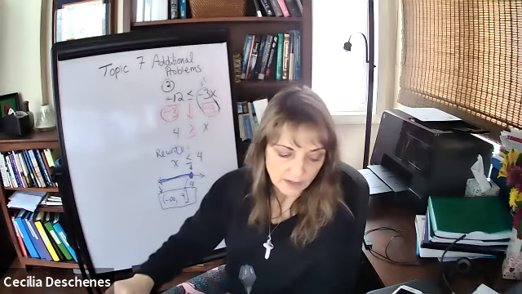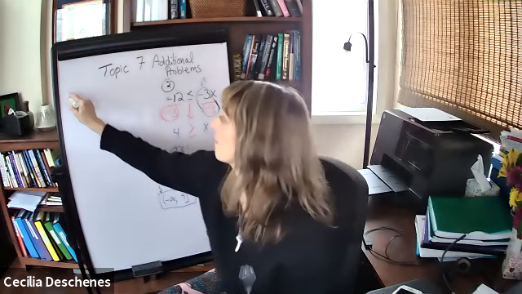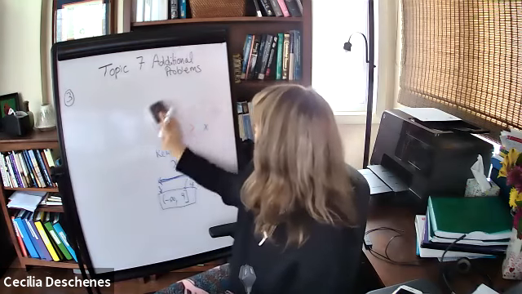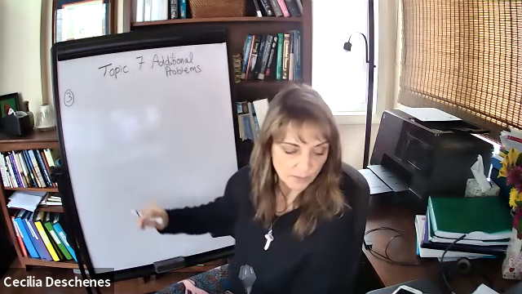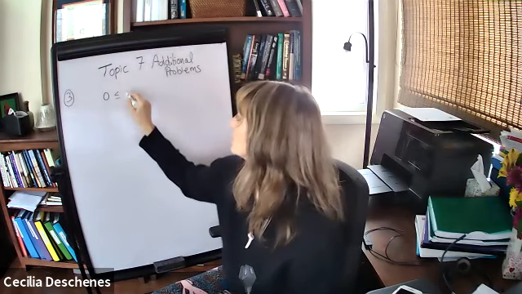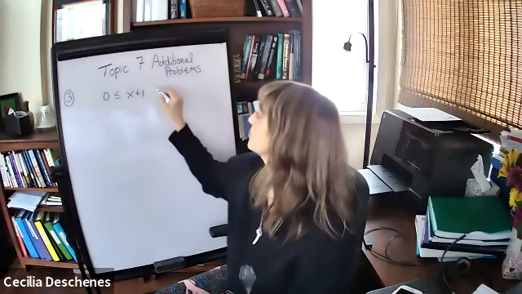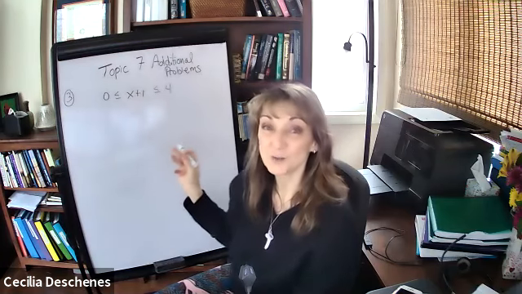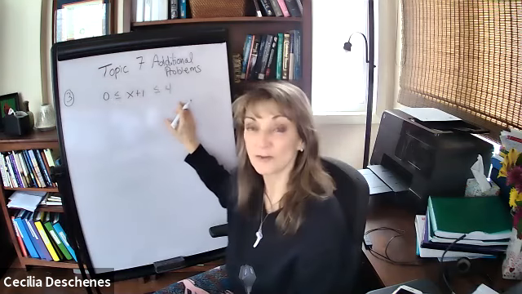The next problem, number 3, is the first one where we do 2 problems in one. So I'm actually going to erase all of this so we have enough room. For number 3, we have 0 is less than or equal to x plus 1, and that's less than or equal to 4. As I told you in class today, this is really 2 problems in one. So what we're going to do is solve both of them.